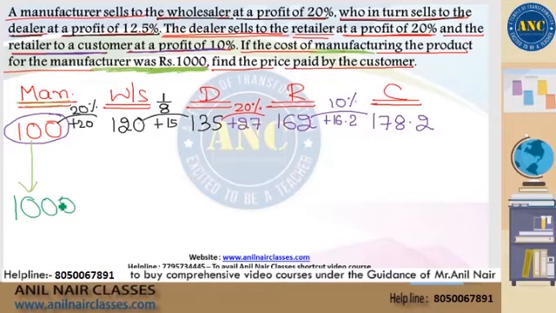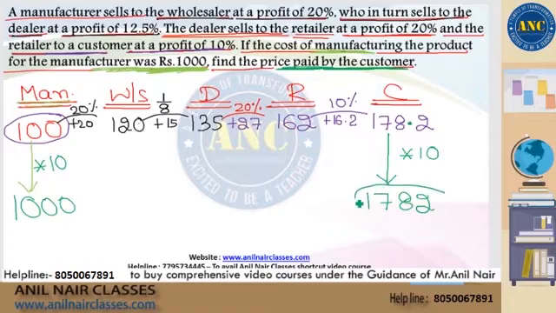Please listen carefully, Jagdish. 100 should become 1000. 100 into which number is 1000? 100 into 10 is 1000, right? That is the reason in my previous question I multiplied by 20. Simple. The question is, find the price paid by the customer. The customer price also gets multiplied by 10, Jagdish. 178.2 into 10 is 1782. The answer for this question is 1782.